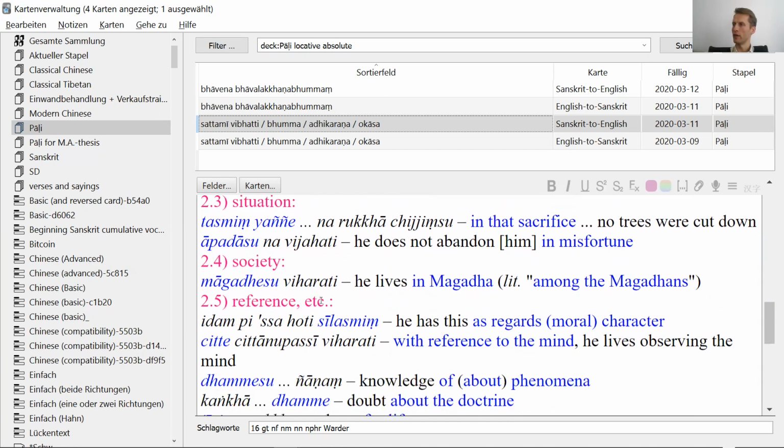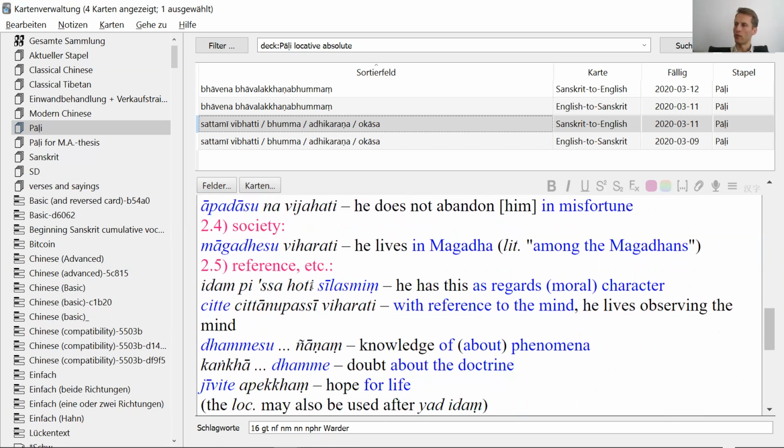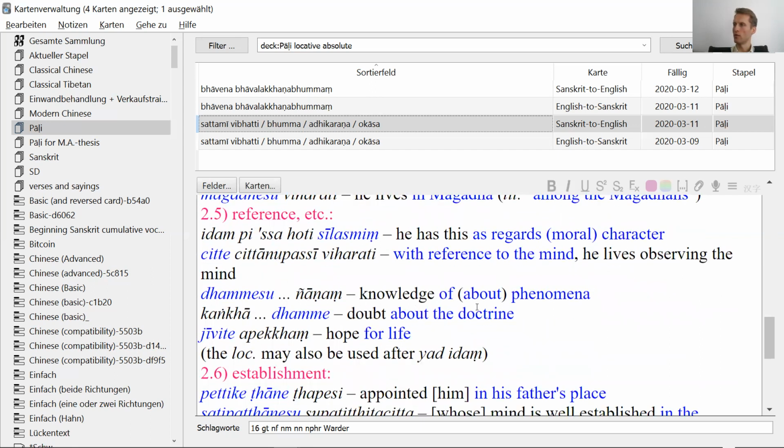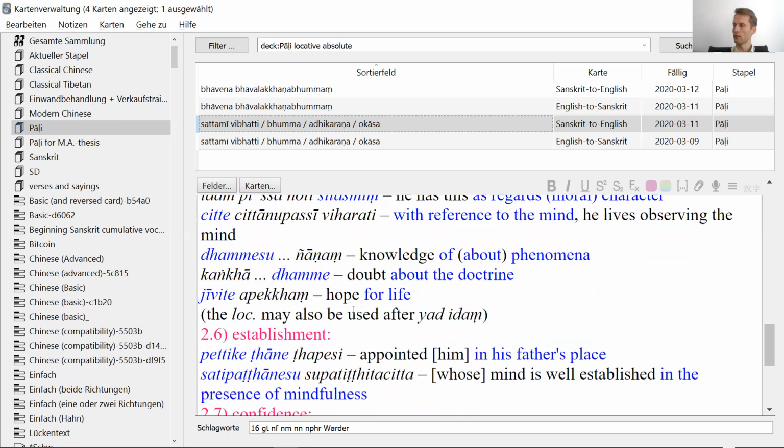Society: Magadhesu viharati, he lives in Magadha or among the Magadhans. And then also with reference or with respect to or with regard to. This is also one meaning of the locative. Idampi ssa hoti silasmim, he has this as regards moral character. Or in the Satipatthana Sutta, citte cittanupassi viharati, with reference to the mind, he lives observing the mind. Dhammesu nanam, knowledge of or about phenomena. Kankha dhamme, doubt about the doctrine. Jivite apekkham, hope for life.